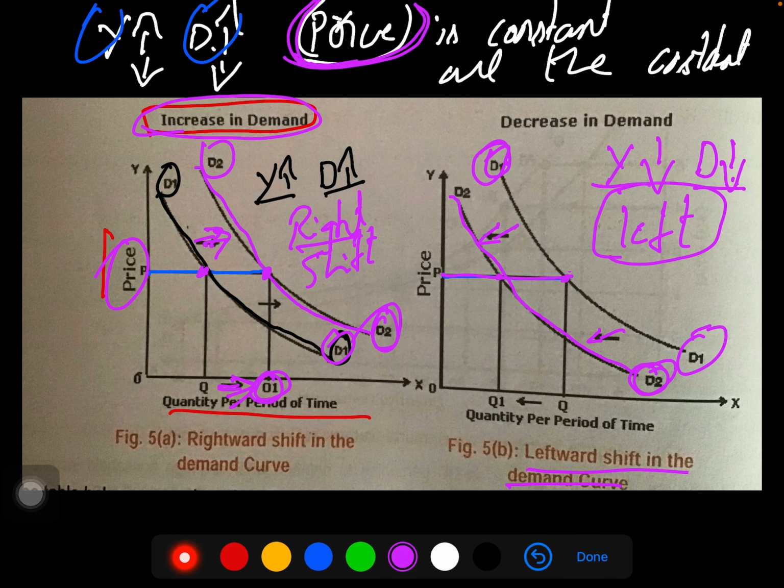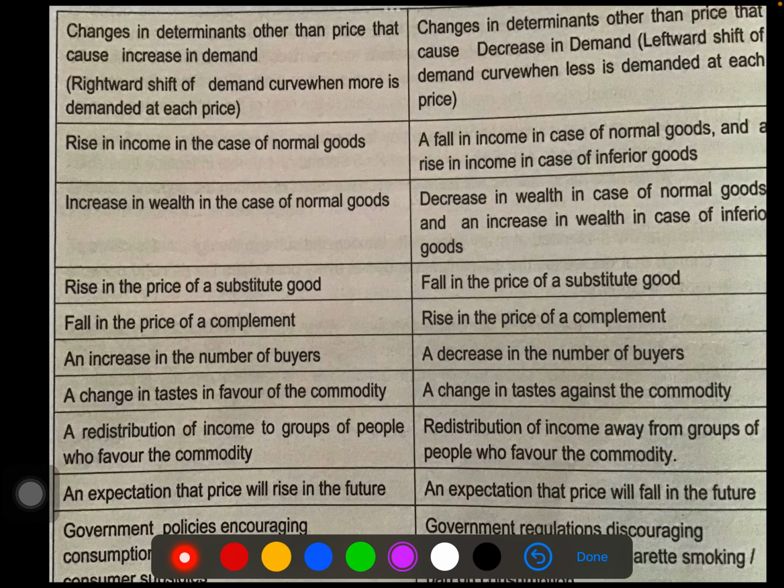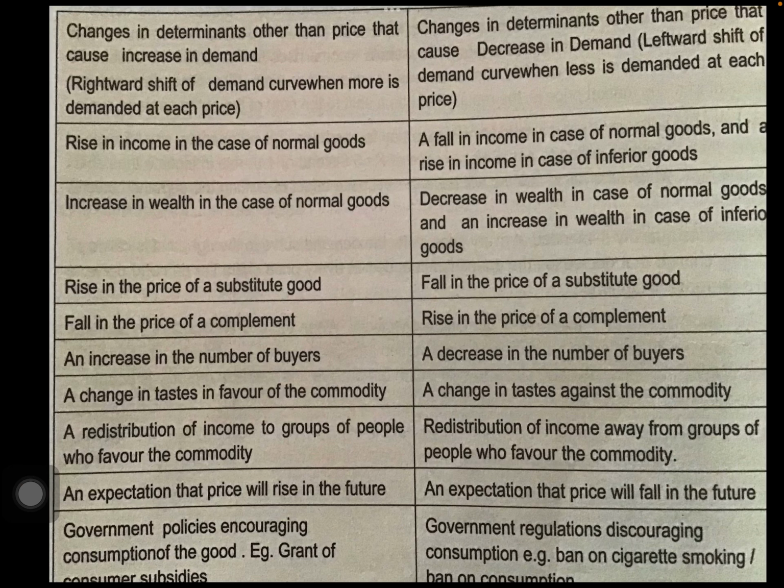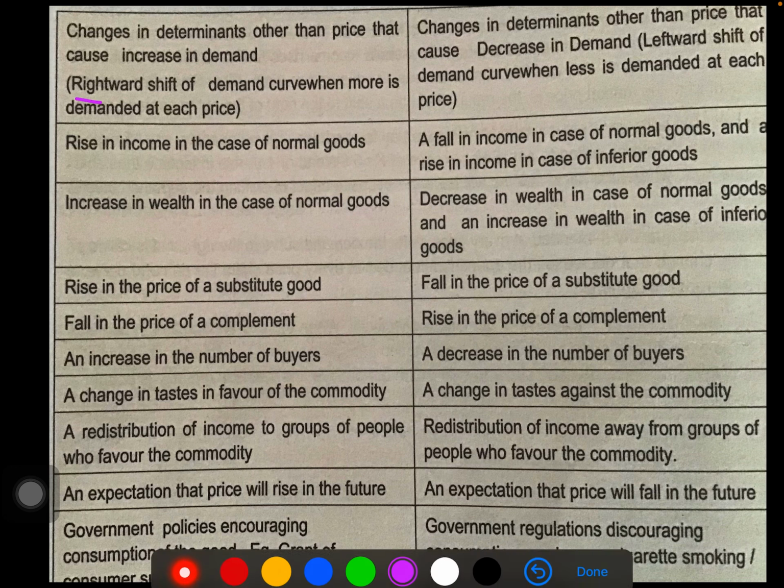If you do not like the good, then taste and preferences, one of the determinants of demand, is not there towards that good, so the curve shifts towards the left side. In this way, for any determinant, the demand curve is going to shift towards the right or left. So now let's see in which cases the demand curve shifts towards the right side and the left side. First of all, let's talk about the right side.